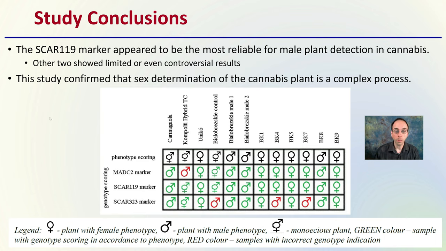As we look at the data here, you can see the genotype scoring, different varieties, different markers. This would represent a plant with female phenotype. Here's a plant with male phenotype. This is a monoecious plant. Green color indicates a sample with genotype scoring in accordance with phenotype. The red colored samples have incorrect genotype indication. So this again shows that the SCAR119 marker for the most part has all that green across the row, indicating it was the most reliable out of the ones studied and presented here.